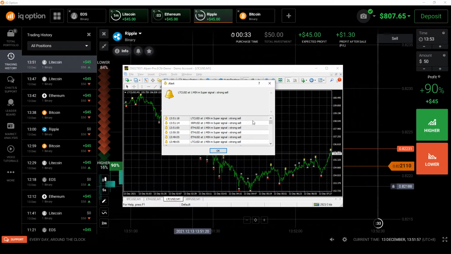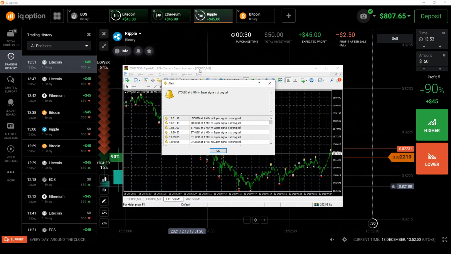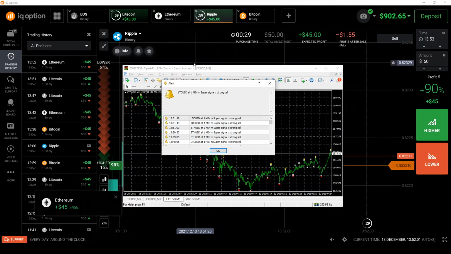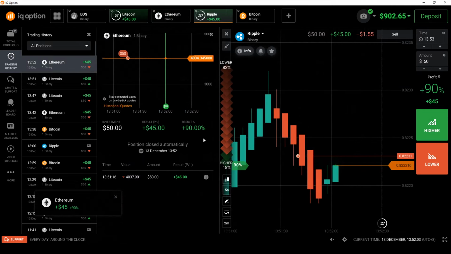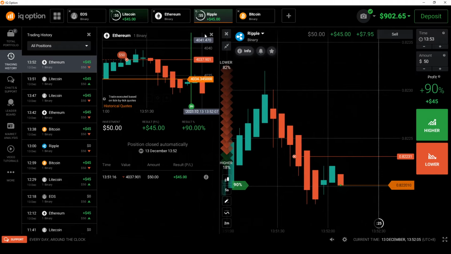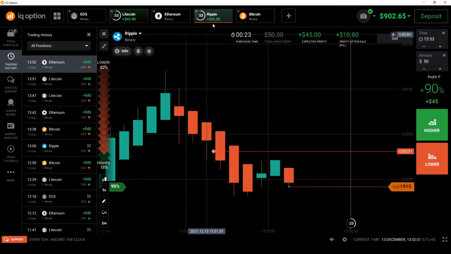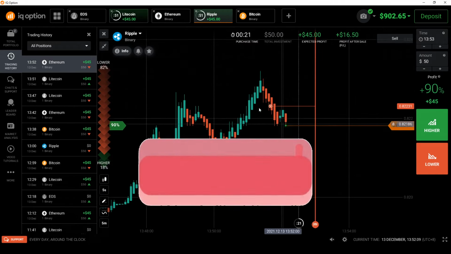Be sure you have the right amount of investment to trade on IQ Option. Take a look, we already got our profit with Ethereum. Hope we could get a good profit on Ripple and Litecoin.